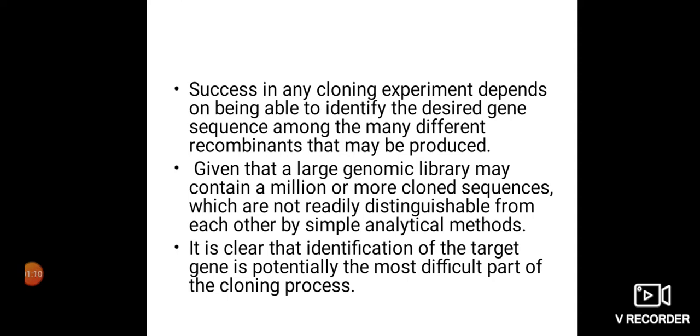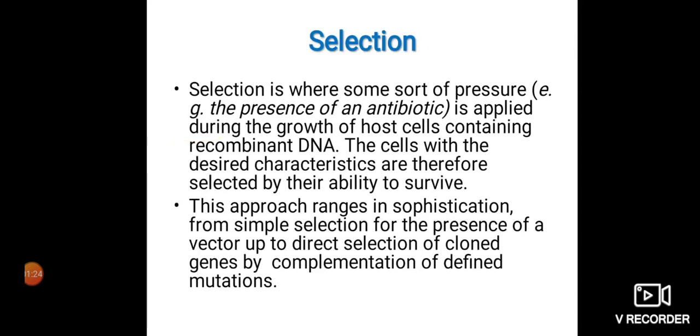Okay, so given that a large genomic library may contain millions of copies of sequences, which are not rapidly distinguishable from each other by simple analytical methods, that is why screening and selection is important. Selection, as I told you, is just selecting the cells which have got transformed with the recombinant DNA, which people do either by using antibiotic resistance or by complementing particular mutations. So there are different methods, indirect methods and direct methods.